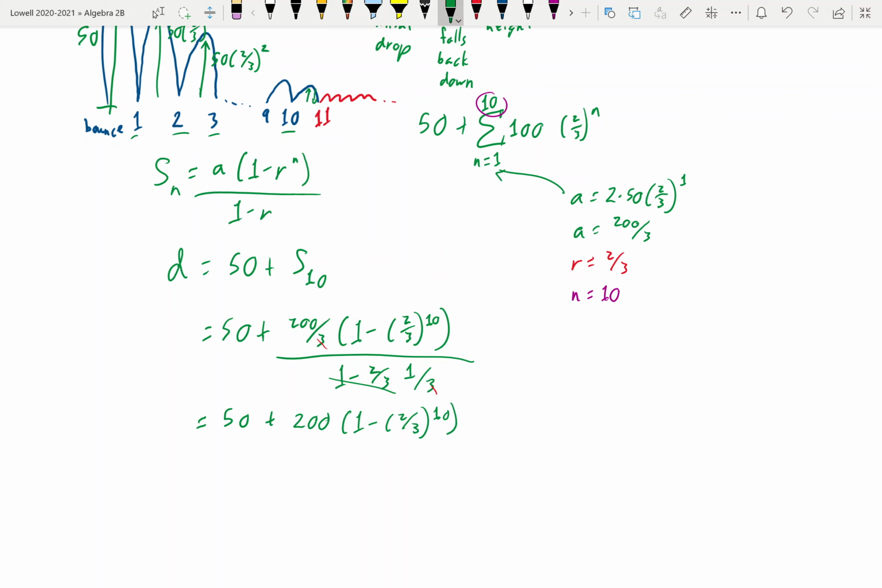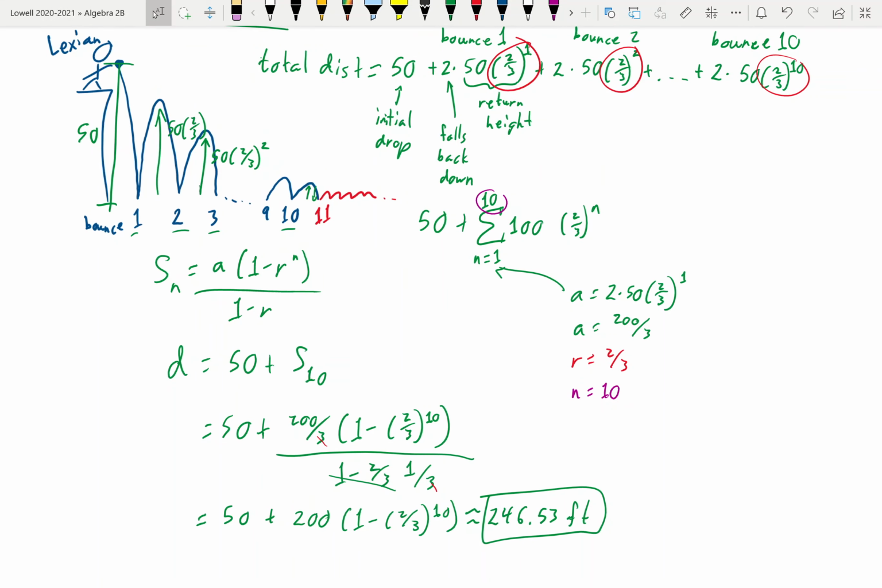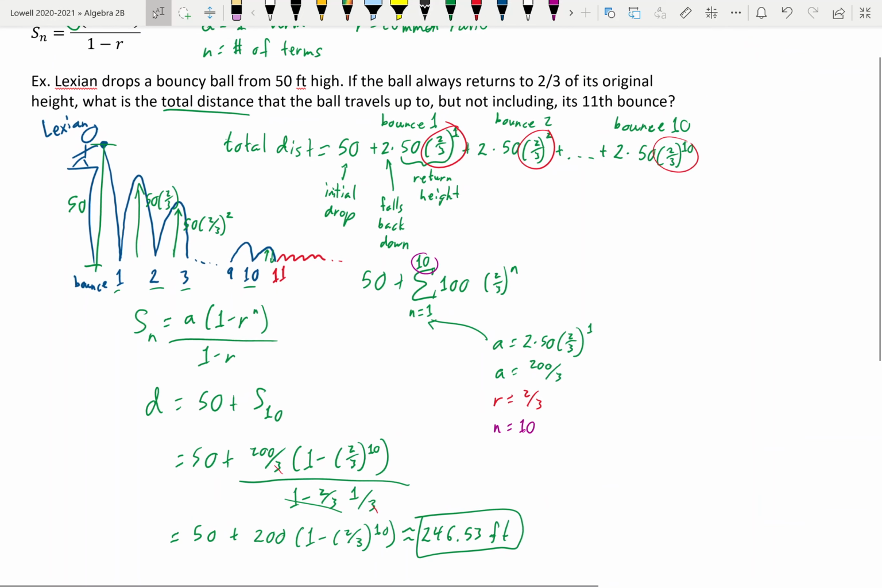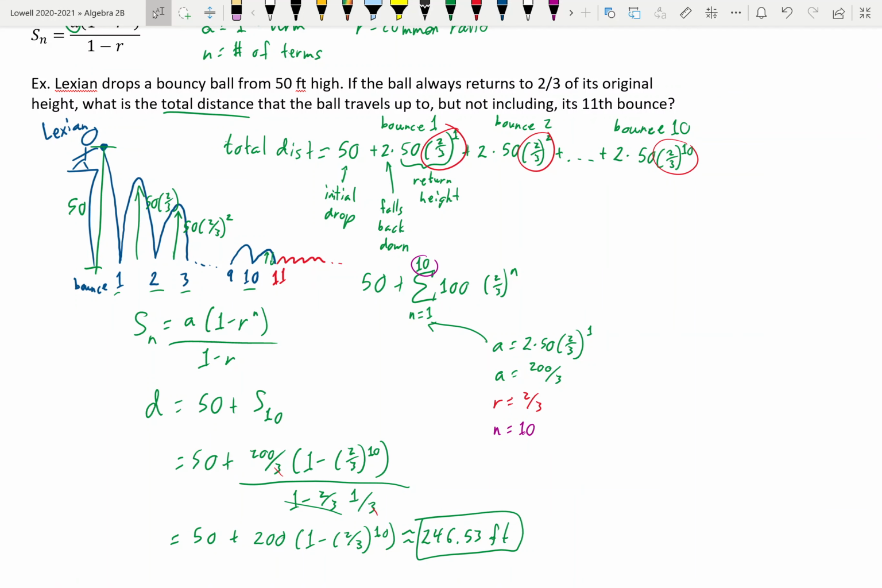At this point, I'm just going to utilize my calculator. So I have 50 plus 200 times 1 minus 2/3 raised to the 10th power. Be careful of your parentheses and your order of operations and all that. My final answer is about 246.53 feet. Okay, so that's how you can utilize this formula to figure out a partial sum of a geometric series.